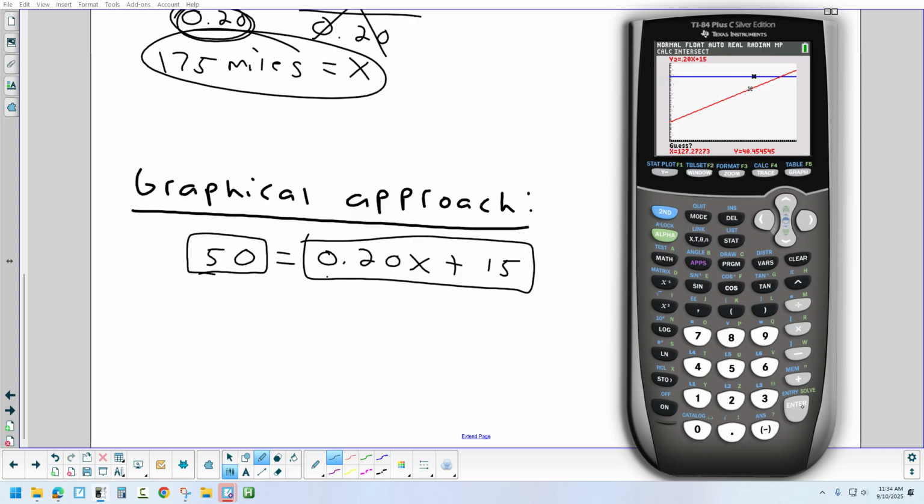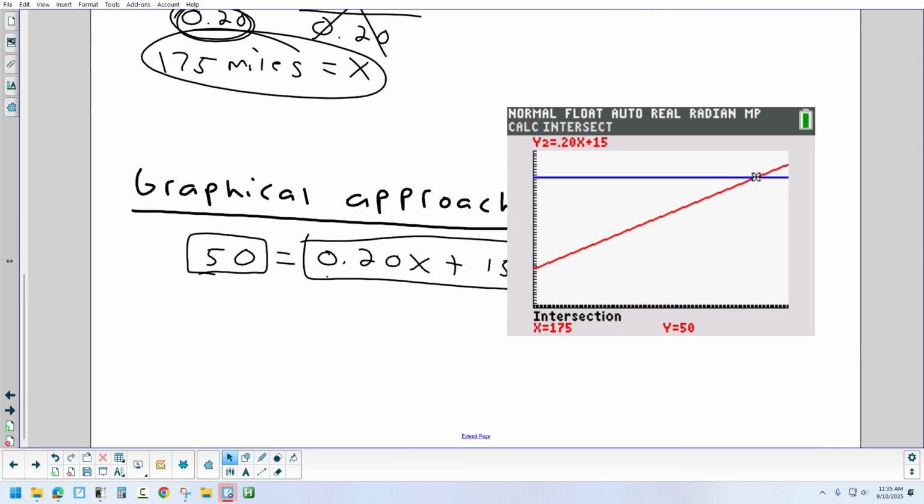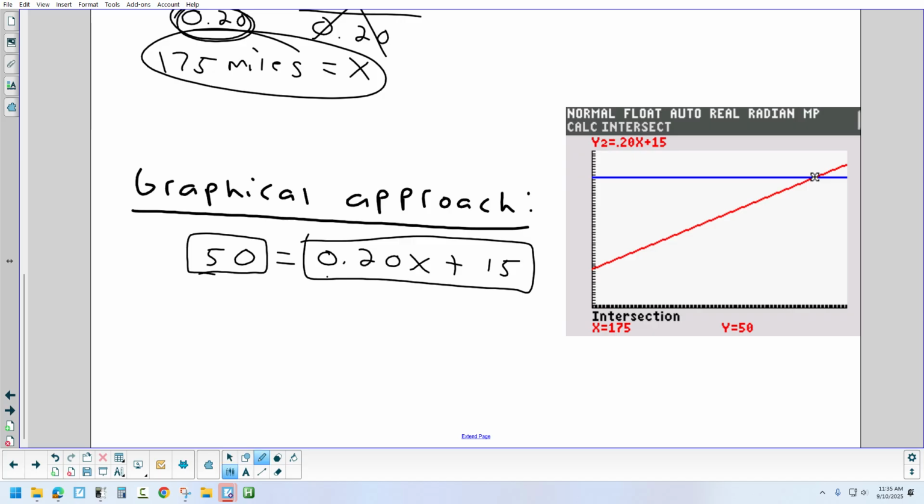Once you've done that, it'll ask you one more question. It's going to ask you for a guess. In this problem, the guess doesn't matter. Okay? It doesn't make a difference. If you want to practice, you can just move your cursor closer to where they cross. It doesn't really matter where you put it. Hit enter, and you should get an answer of 175, which is the same thing we got right there. Any question on that intersection?